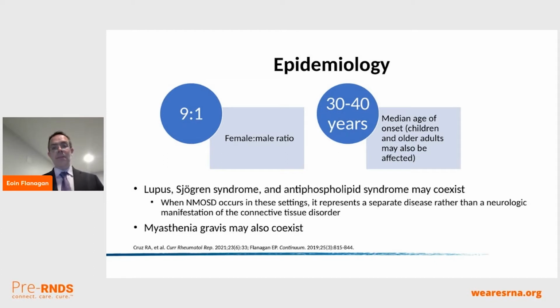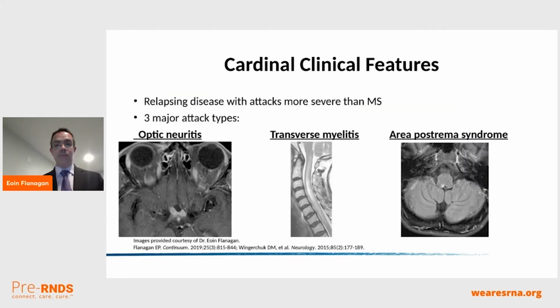The epidemiology, or the people that this affects, tends to be females for the most part, much more commonly than males, at a ratio of up to 9:1. The age of onset is typically around 30 to 40 years. Some patients will have connective tissue disorders, so they might have lupus or Sjogren's syndrome coexisting with the neuromyelitis optica. And some patients can have other neurologic autoimmune diseases like myasthenia gravis.